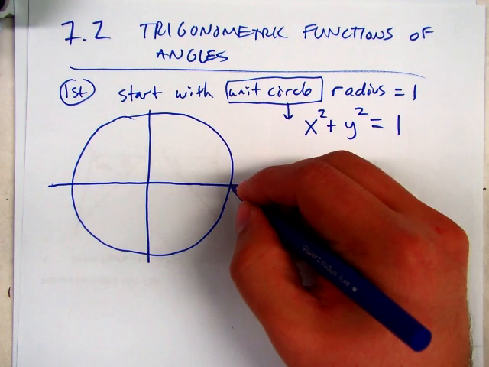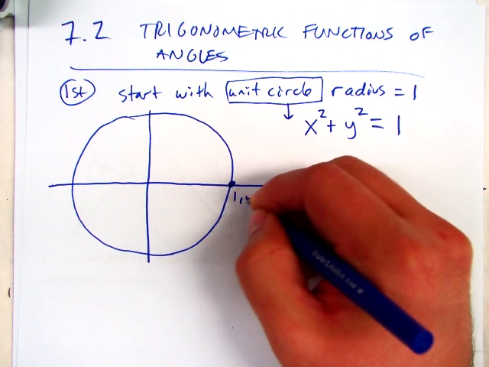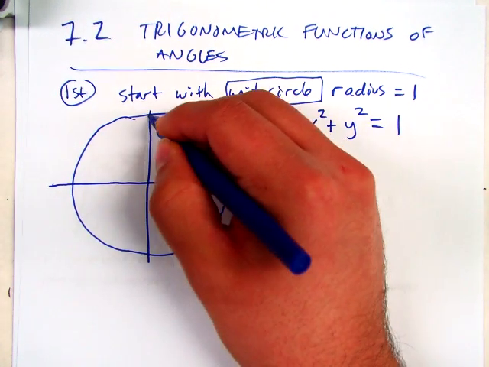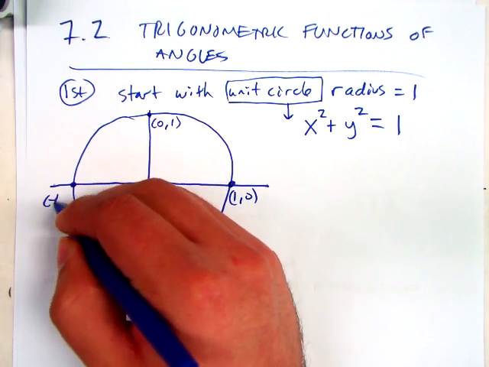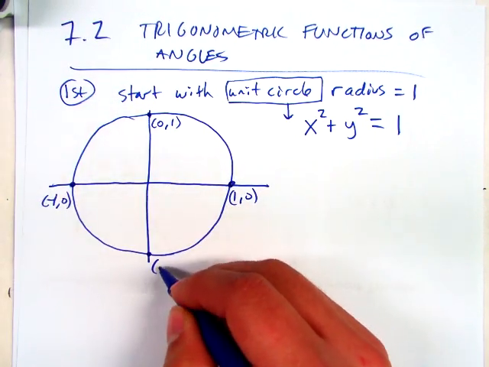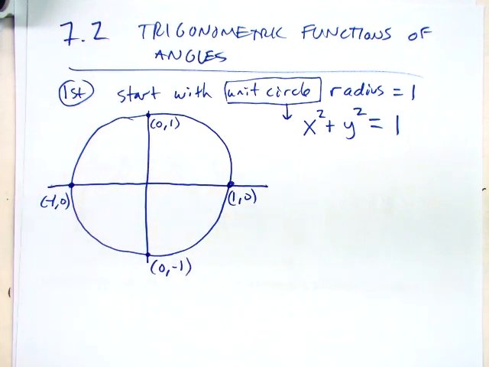So let's label these points. This is 1, 0. This is 0, 1. Negative 1, 0. And 0, negative 1.